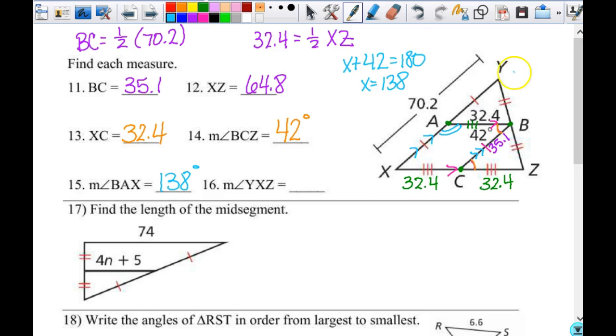All right, and let me see if I can do 16 before the bell rings. YXZ is this one right here. These are corresponding angles also, so they're congruent, and this is 42 degrees. Okay? All right, so that's part 1 of the review. The other parts will be in a separate video.